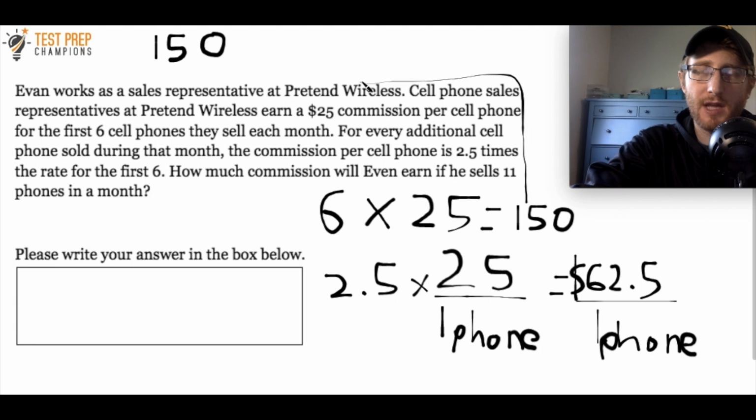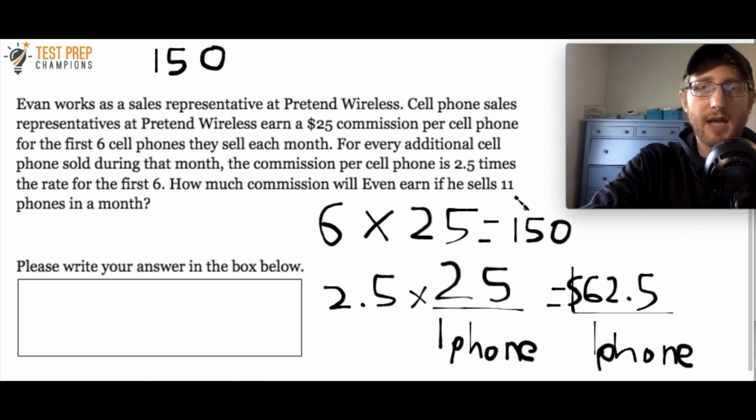So this first step here, when I did 6 times 25 and found that it equaled 150, I'm just going to rewrite 150 up here so we have more room for the final step later. If he sells 11 phones total, and we know that 11 minus 6 for the first 6 sold gives us 5, there's going to be 5 remaining phones, and we have to figure out the total commission on the 5 other phones that he sold.